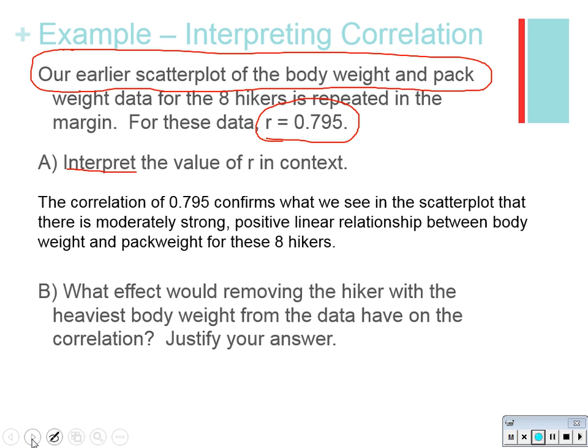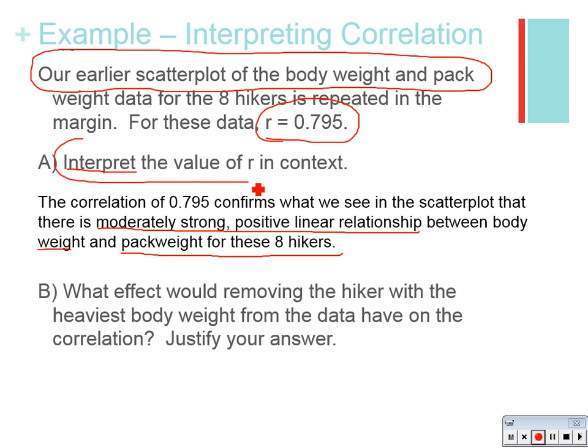Because you have a value of 0.795, what this confirms is there is a moderately strong positive linear relationship between body weight and pack weight for these 8 hikers. So that basically interprets the value in context. It's probably one of the harder things to do when we talk in statistics about interpreting values in context.